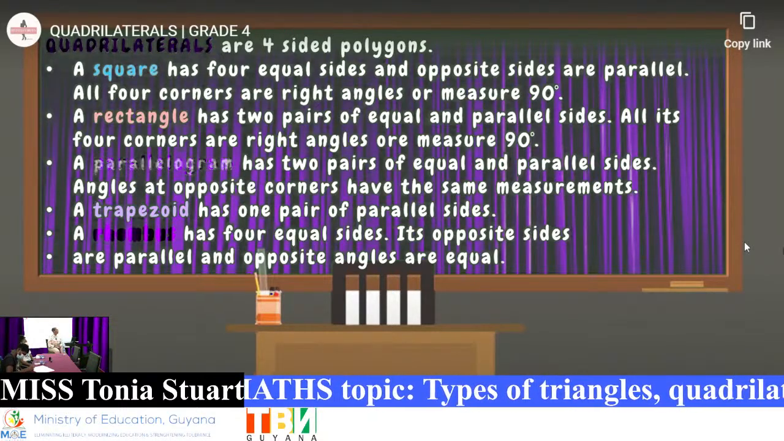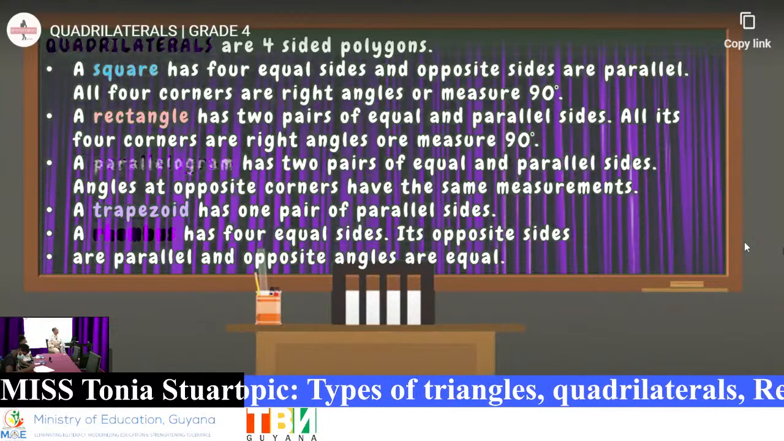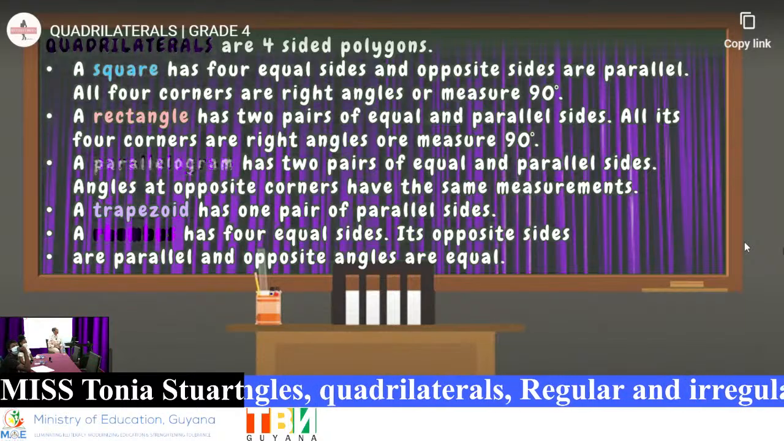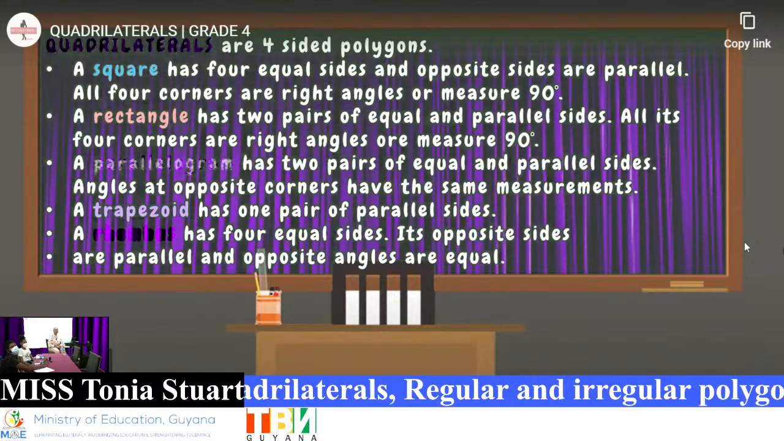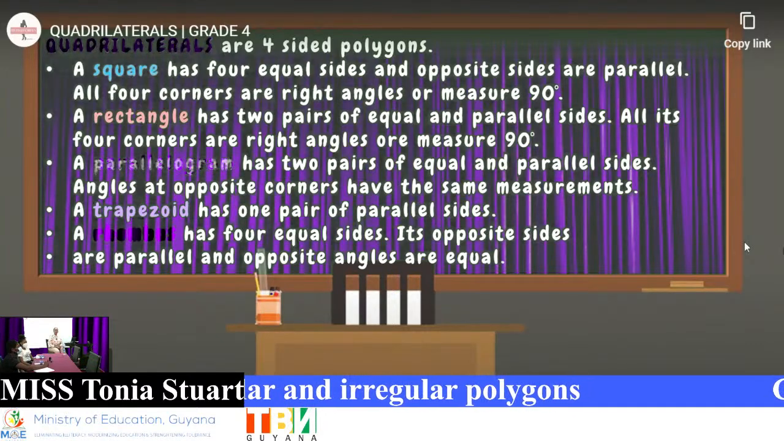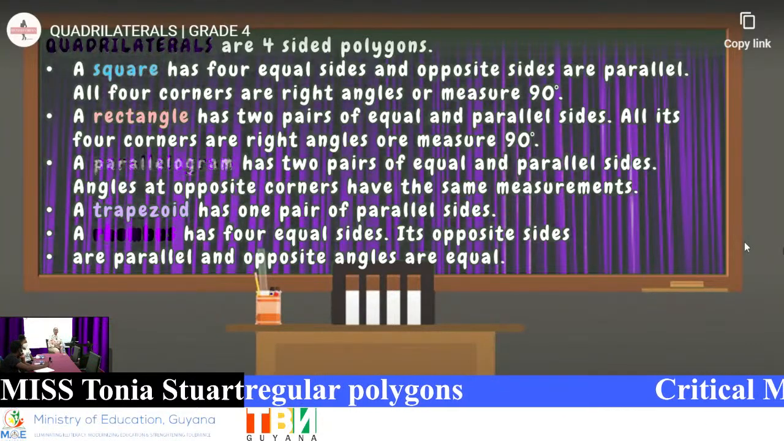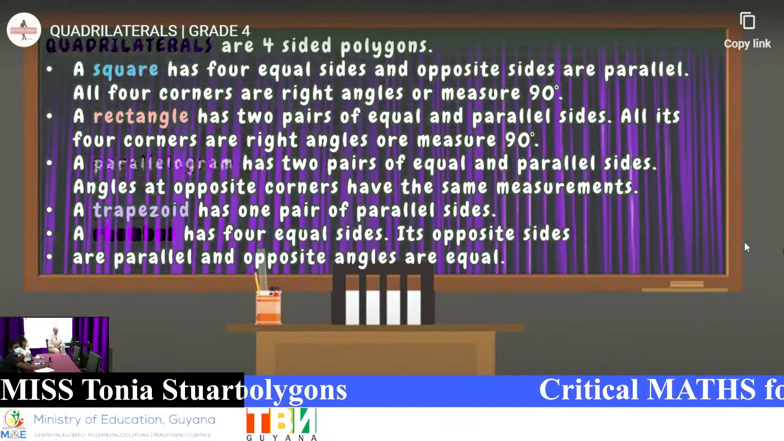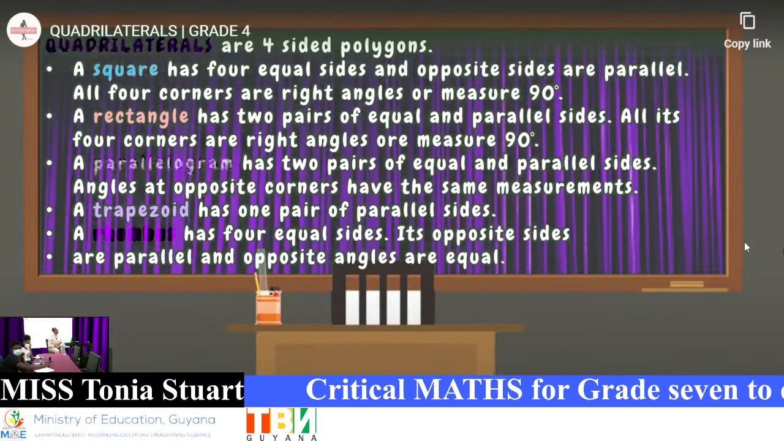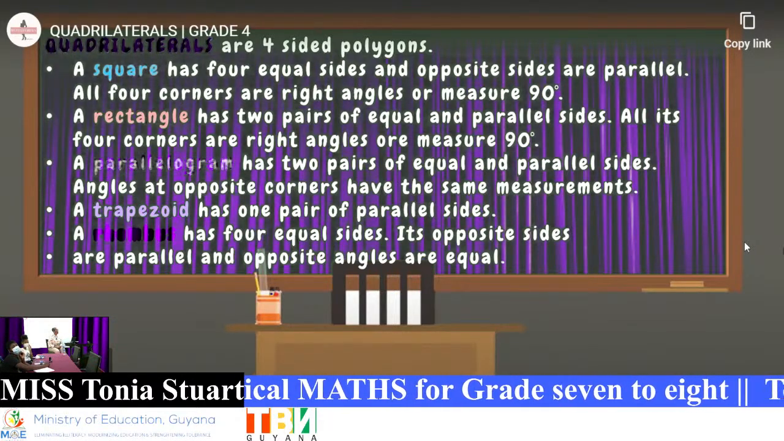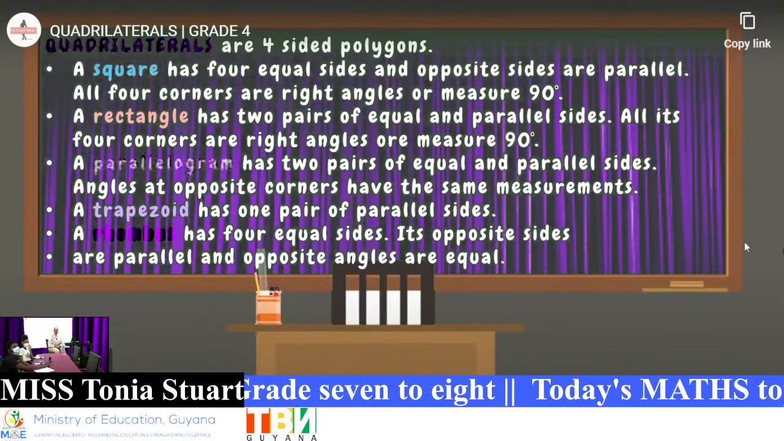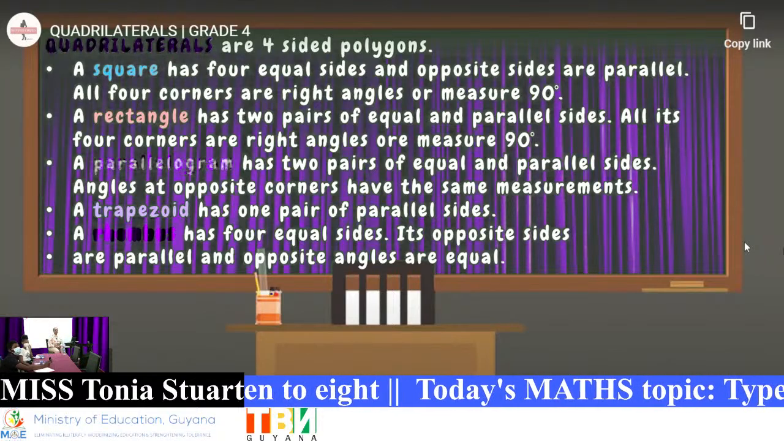And then we have the rhombus. A rhombus has 4 equal sides. Its opposite sides are parallel and opposite angles are equal. So, which one of those shapes can we associate the rhombus with? 4 equal sides, its opposite sides are parallel and opposite angles are equal. So which shape do you think we can associate it with?